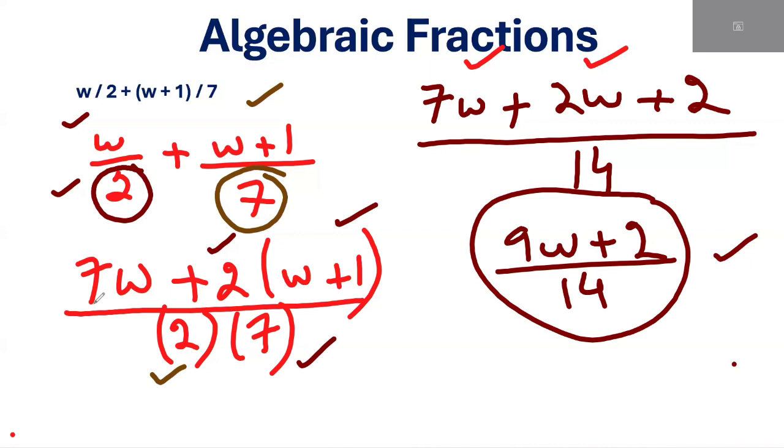And finally, can you cancel with 14? No, it's not allowed here. 9w plus 2, nothing can be taken common. Right? So this is the answer for this question. Next.